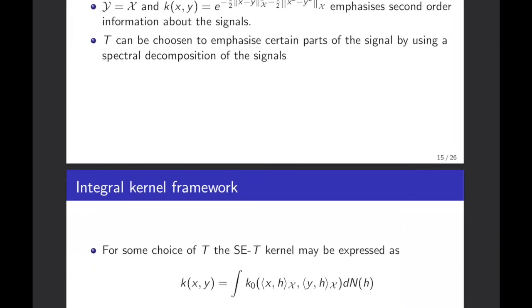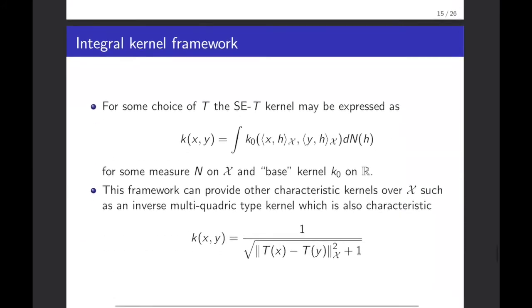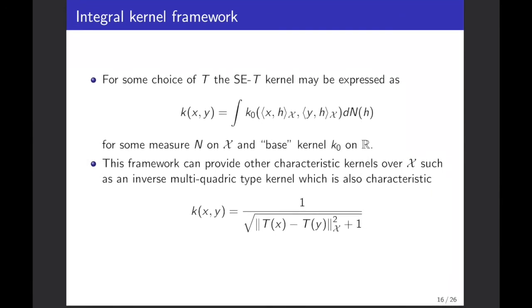A quick aside, which is expanded more in the paper too, is that for some choices of T, the SET kernel, the squared exponential T kernel, can actually be expressed in this interesting formulation here, which we call the integral kernel framework, where k0 is some kernel on R, and n is going to be some measure on X.